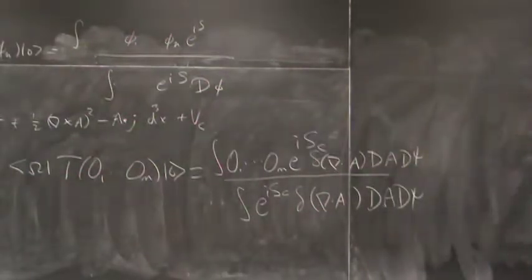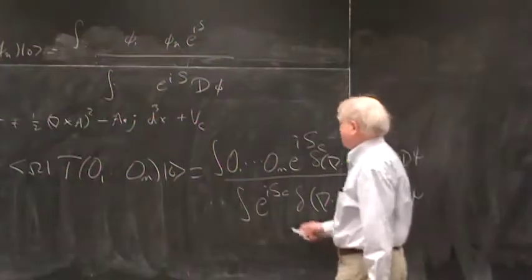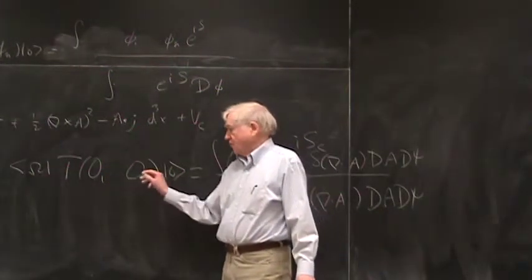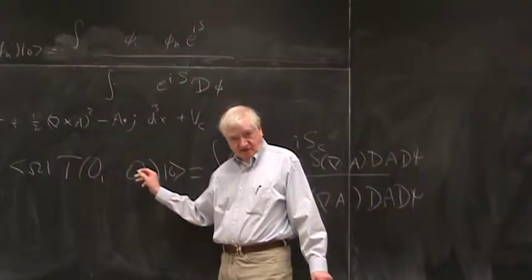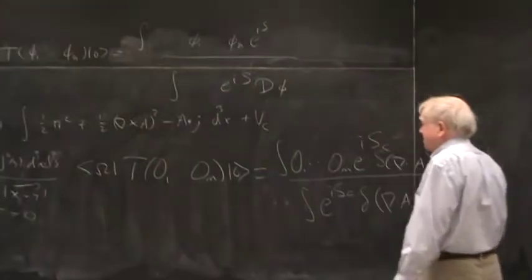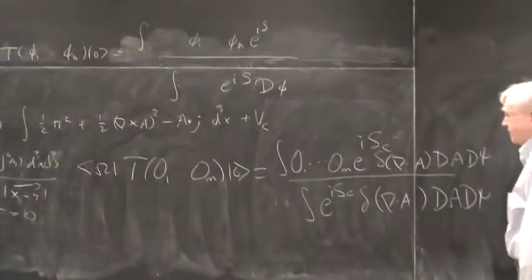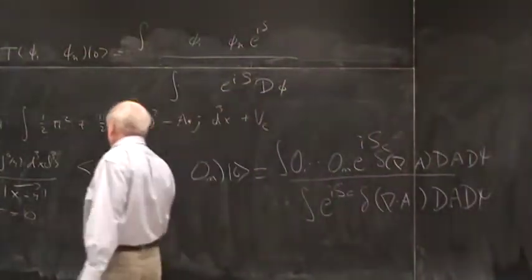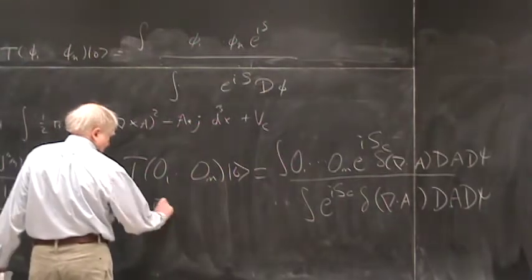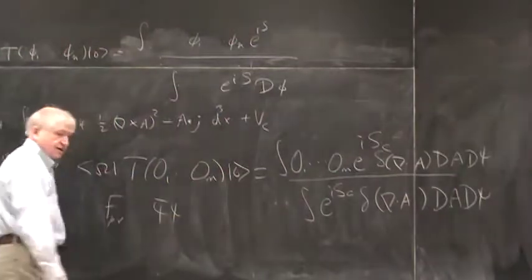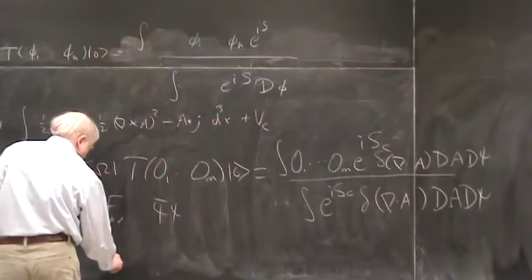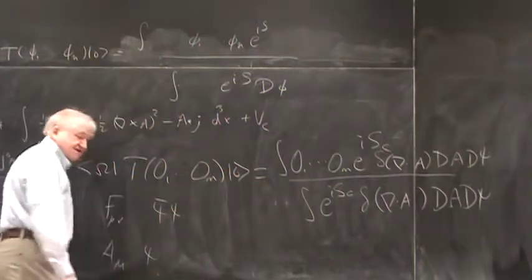Okay, so this is our expression. I switched. I didn't use A's here or psi's because I want things that are gauge invariant. So the O's are gauge invariant operators. Examples of gauge invariant operators are F mu nu, psi bar psi, and so forth, but not A mu and not psi itself.